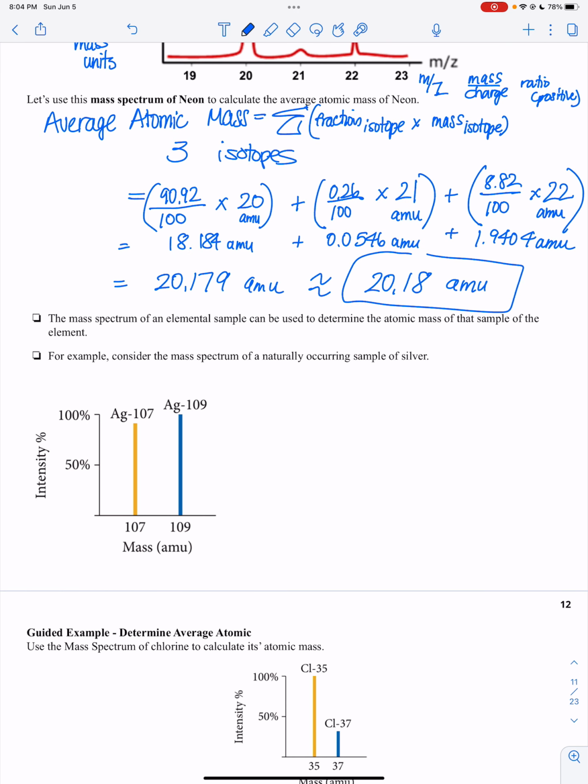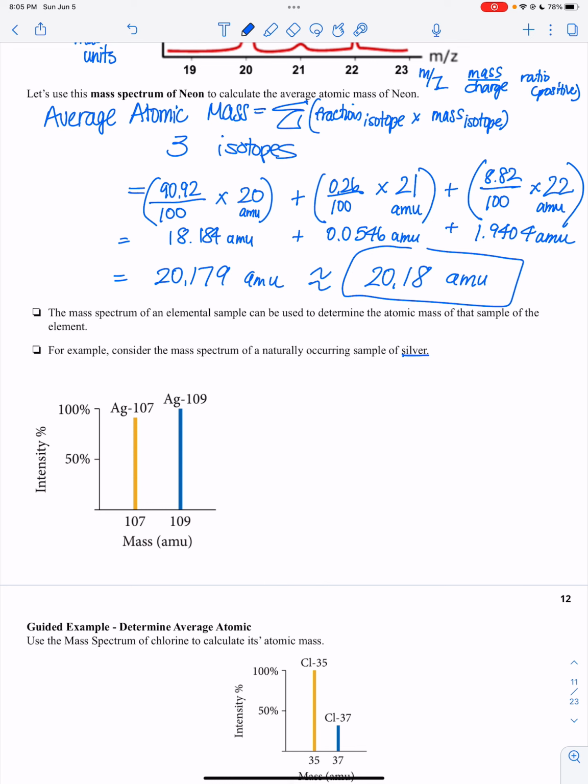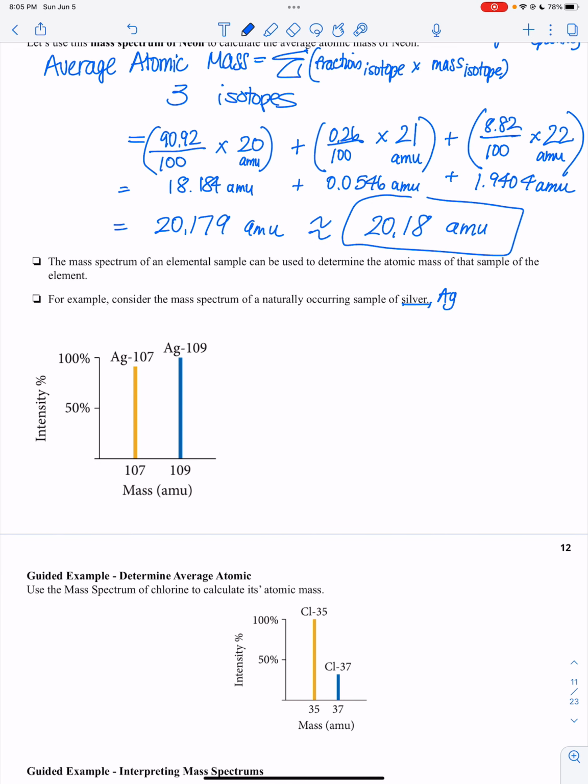Let's do another example. The mass spectrum of an element sample can be used to determine the atomic mass of that sample of the element. For example, consider the mass spectrum of a naturally occurring sample of silver. Silver is Ag. Right here, I have Ag107 and Ag109. That means it's got a mass of 107, and it's got a mass of 109.